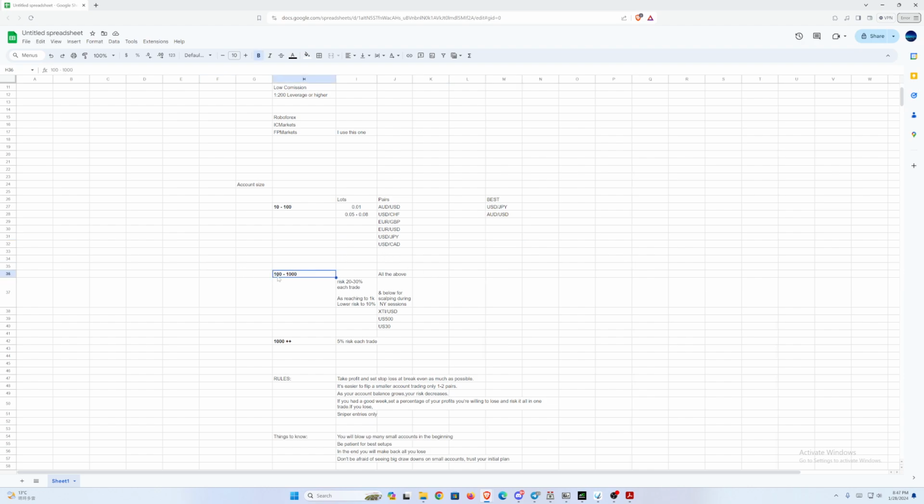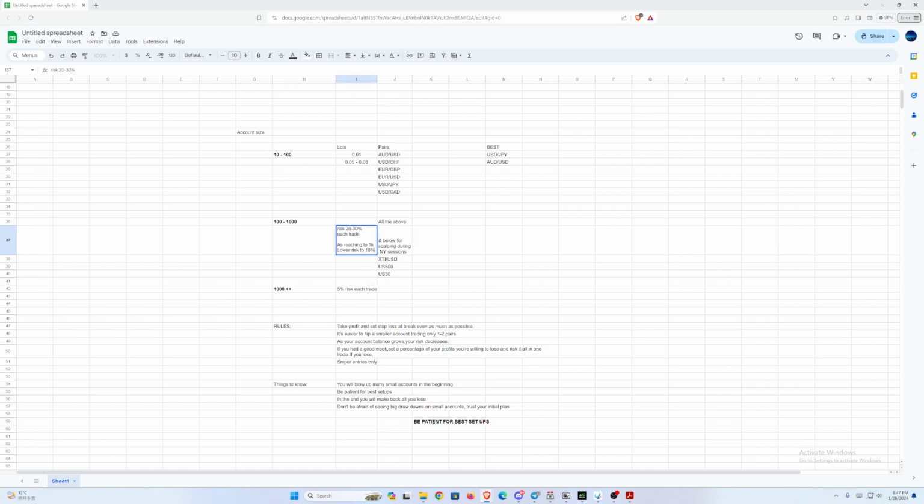Once we get to $100, we will decrease our risk. From the beginning we will risk 30%, and we will decrease our risk from there on. For example, if we made $200 and are at a $300 account balance, we'll risk only 20% until we get near $1,000. We'll be risking like 10% on each trade.